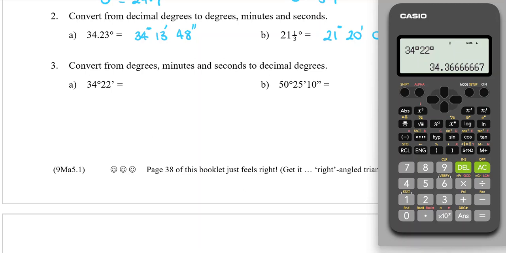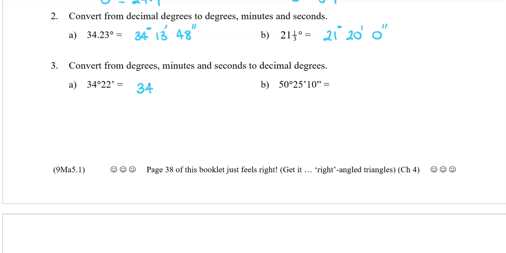So 34.4. It didn't say how many decimals. Just press SD twice. Okay, let's just do 1 decimal place because I don't want to write all this down. So it'll be 34.4. And I'm going to put a degree sign at the end because that's all in degrees.